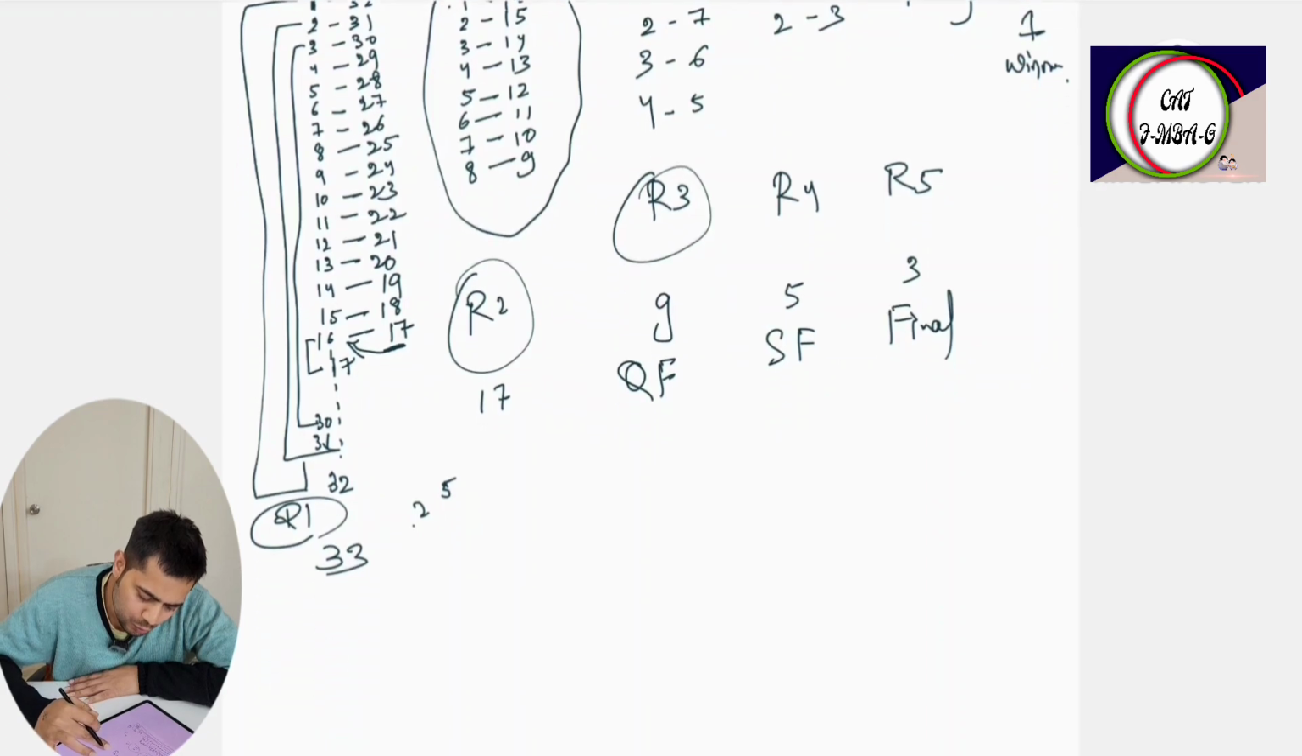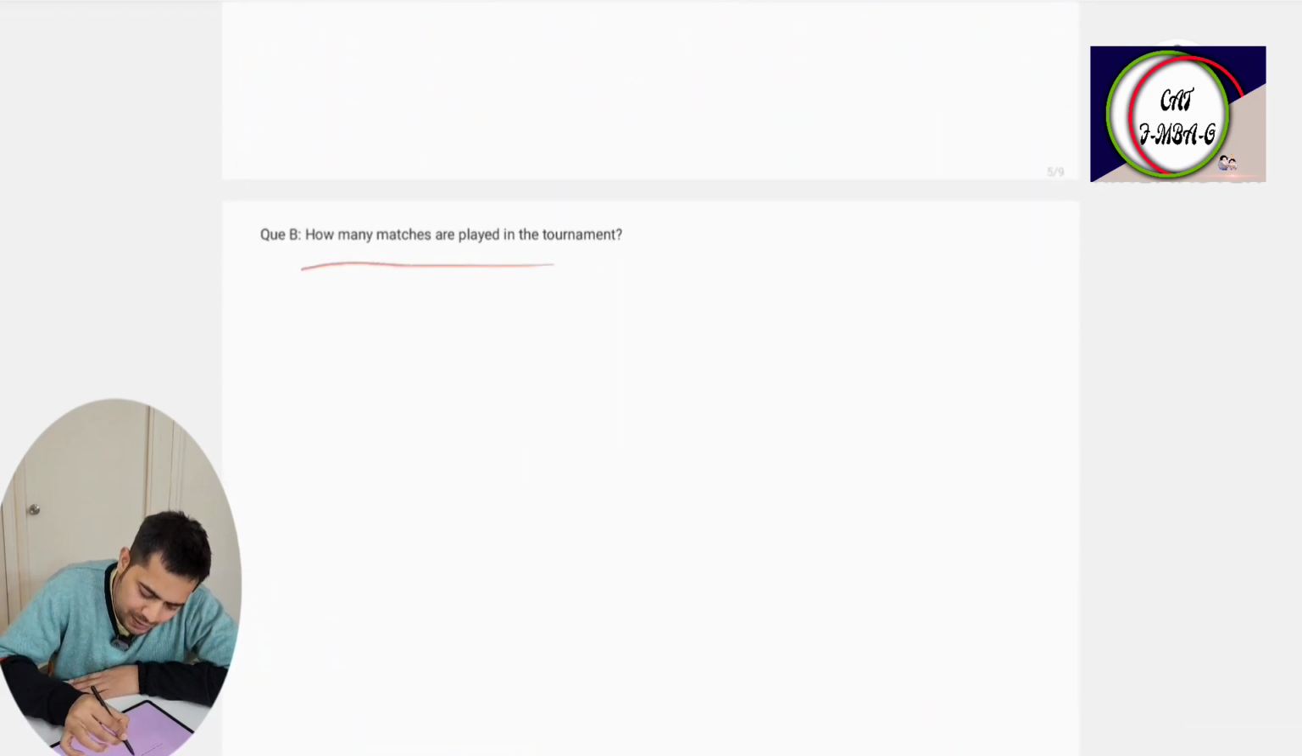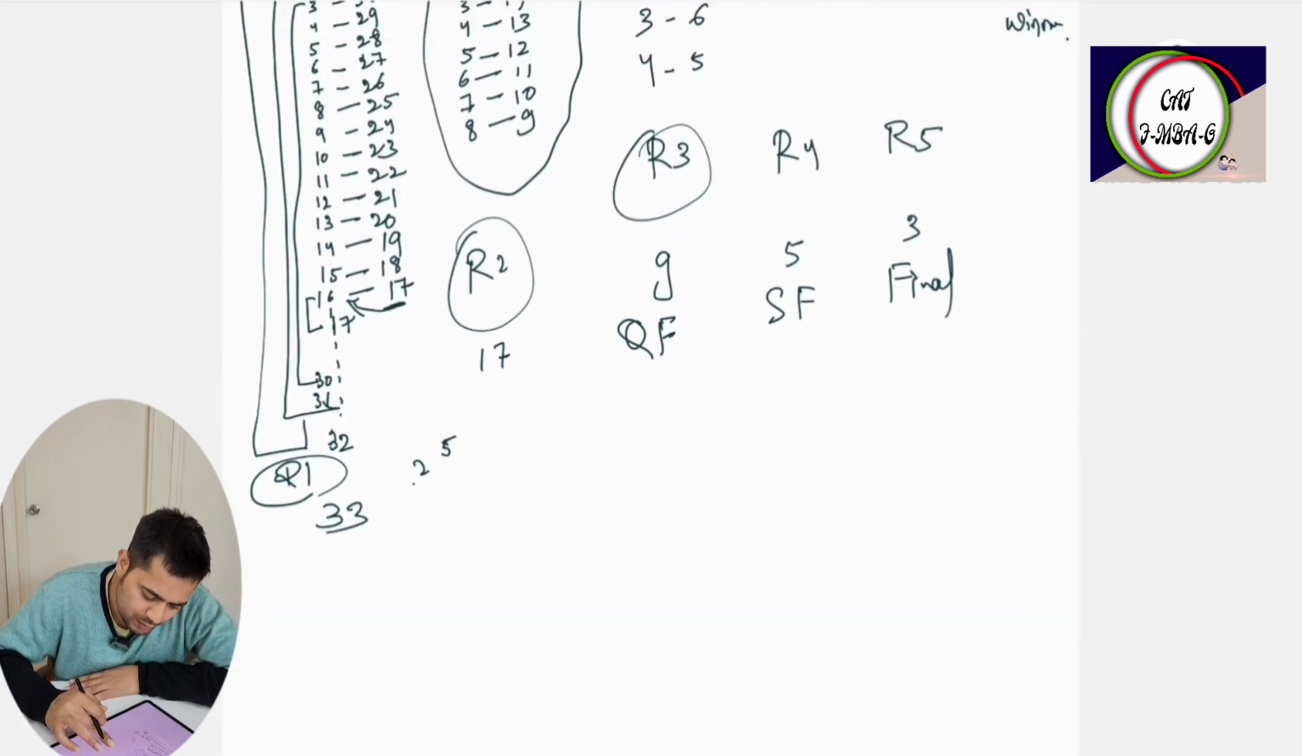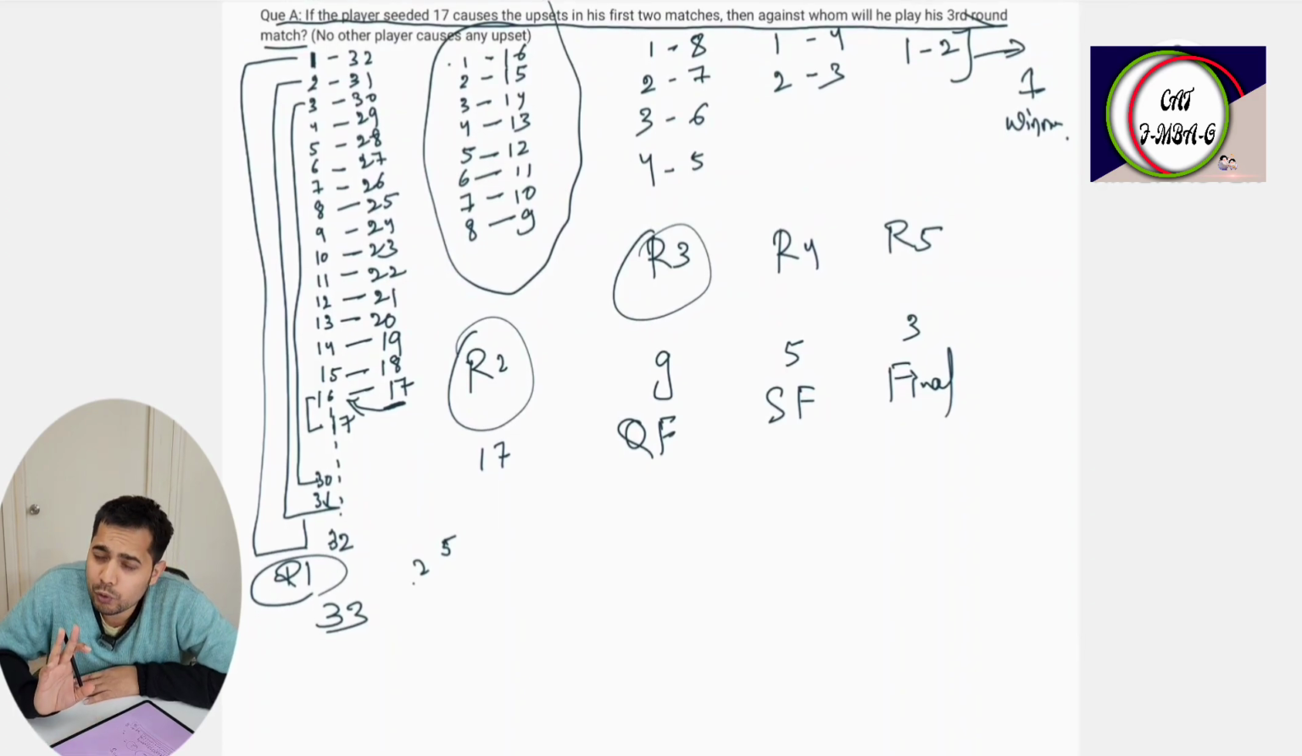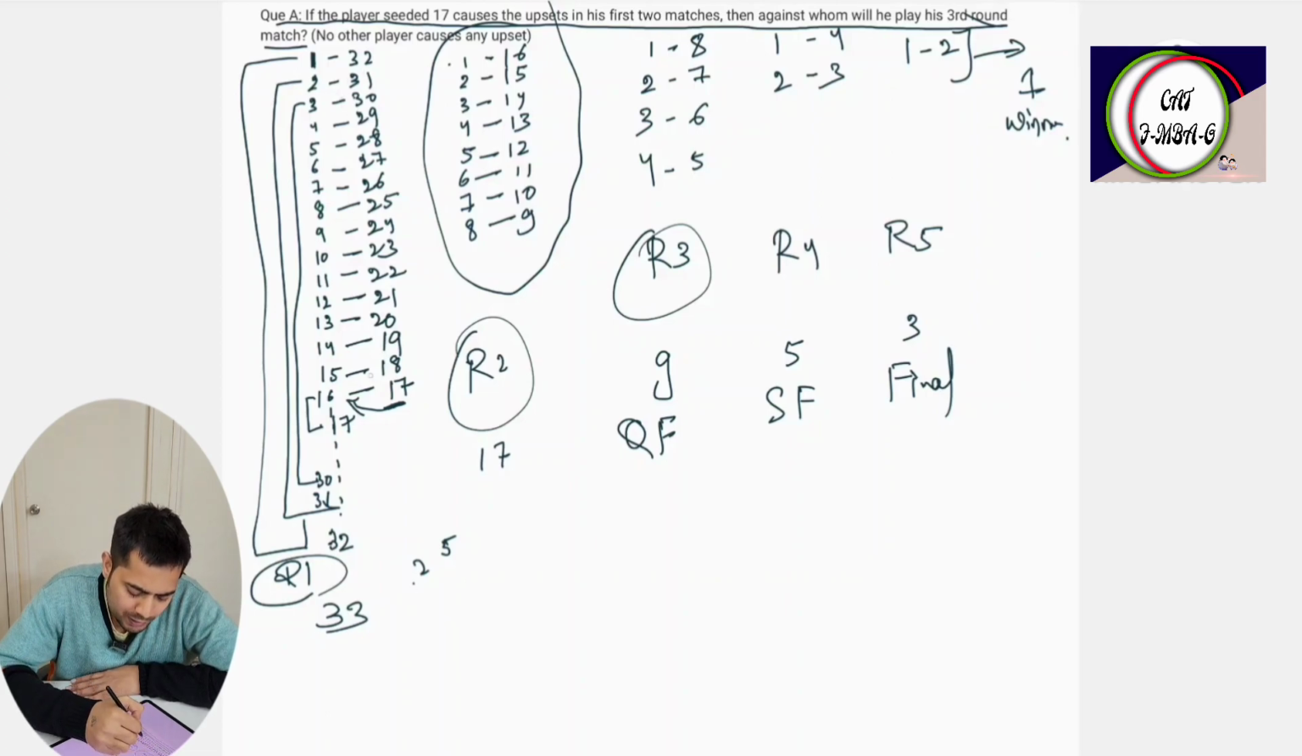Okay. Question number 2. How many matches are played in the tournament? See, 32 players are there. In the first round, how many matches are played? I will show you a trick also, to calculate directly. First we will directly calculate. In the first round, how many matches are there? There are 16 matches.